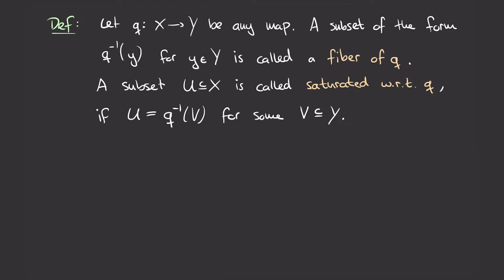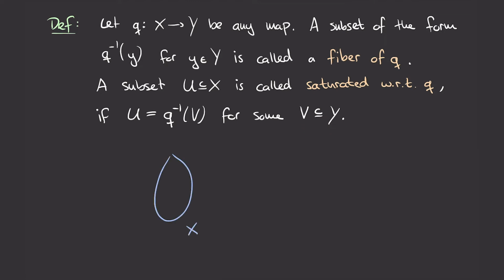Finally, if we're given some subset U of X, we will call this subset saturated with respect to the map Q if U is actually the pre-image of some set V in Y. Perhaps a drawing will make this a bit easier.